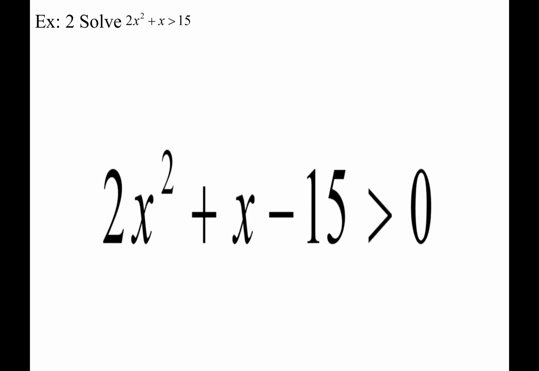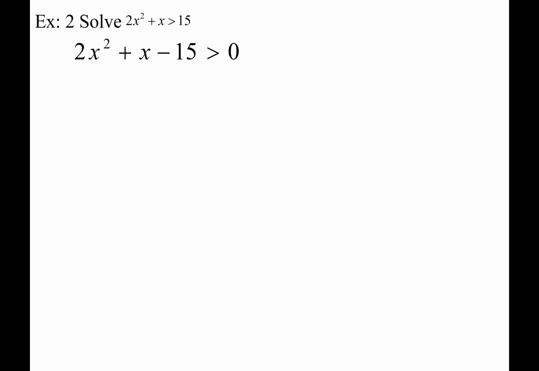Let's try another one, little ones. Again, with this, you want to make sure that you have 0 on one side of the inequality. That means it's 15. We got to move it over. How? By subtracting it. So when we subtract it, we end up with 2x squared plus x minus 15 is greater than 0.